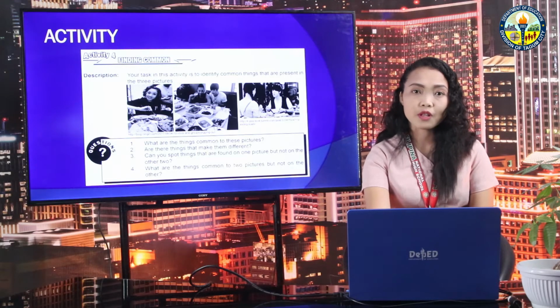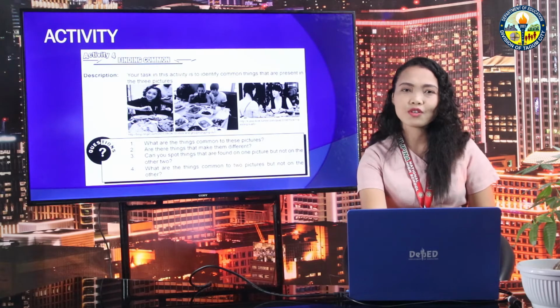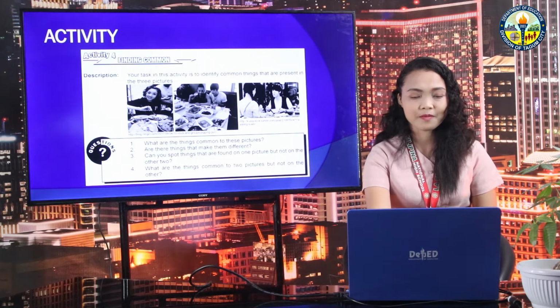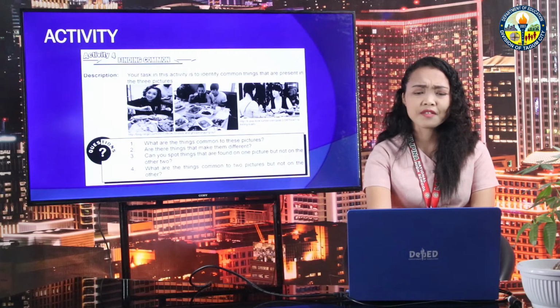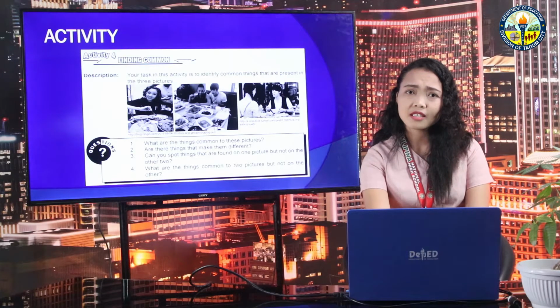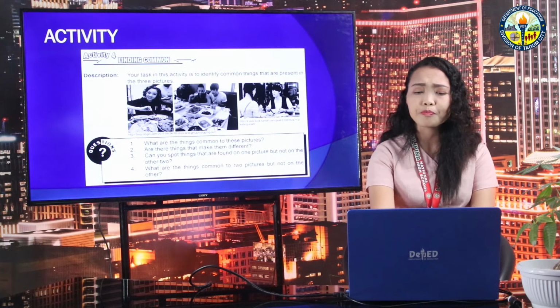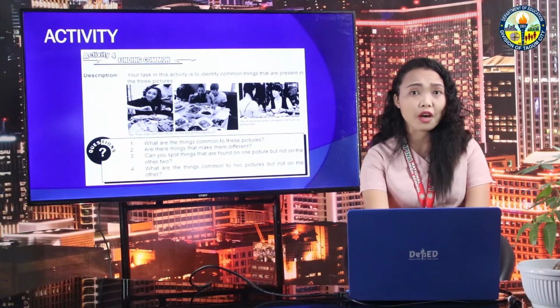So let's answer the following questions below. What are the things common to these pictures? Okay, as you have noticed, they are eating. Are there things that make them different? Of course, there is. And number 3, can you spot things that are found on one picture but not on the other 2?